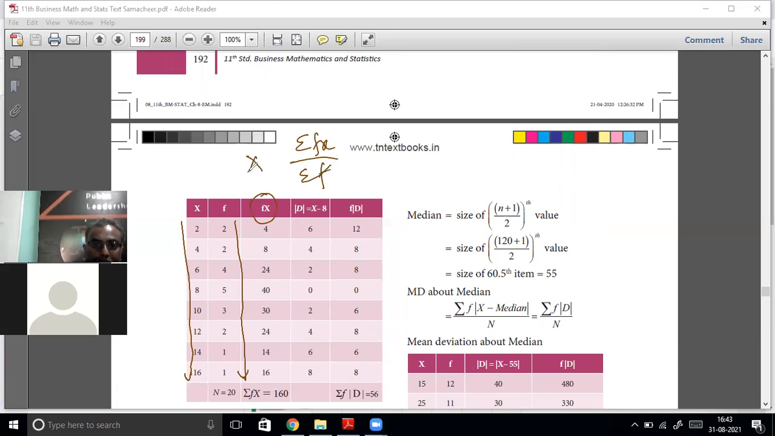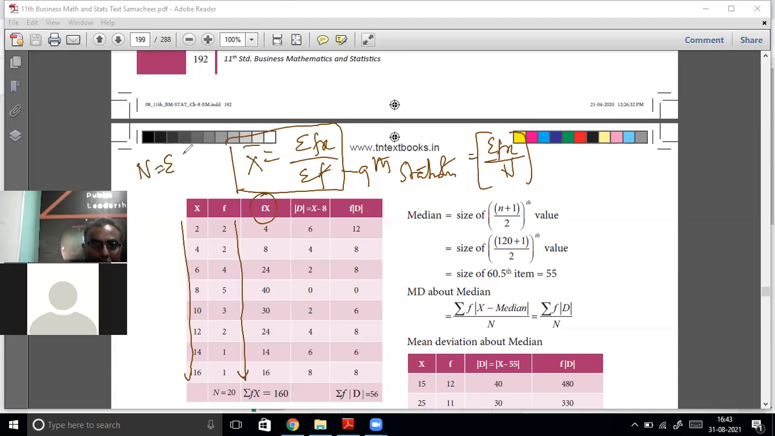Remember? Yeah. Okay. X bar. This is all from 9th standard statistics. Sigma f of x by sigma f, or sigma f of x by n, whichever. N is equal to sigma f.